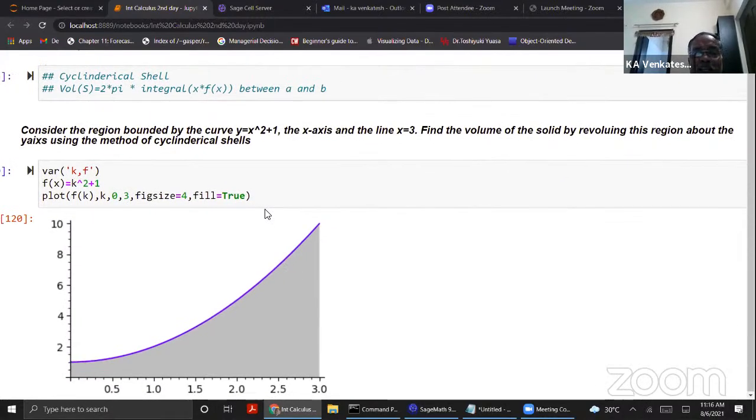The region is bounded by the curve y = x squared plus 1, the x-axis, and the line x equals 3. Find the volume of the solid obtained by revolving this region about the y-axis using the method of cylindrical shells.